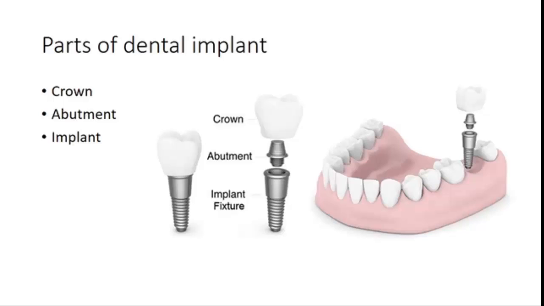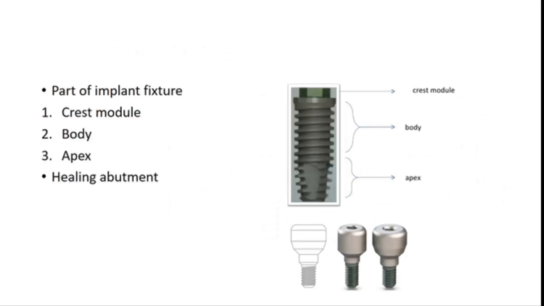The similar smaller components which are there in detail is as follows. Now, if you see the implant as such, as marked there in the diagram, the coronal part is called as a crest module. The center portion is the body, and the third part, what you call it as the apex.